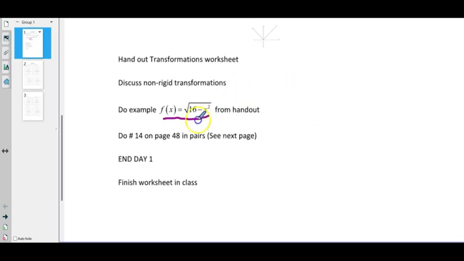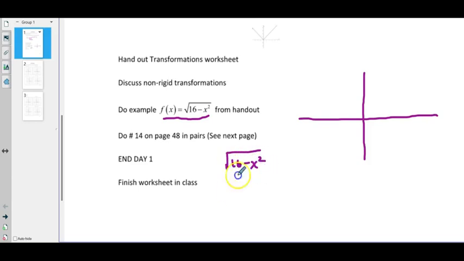Ideally, the big things we want to pay attention to with f of x here, if we're graphing this function, we need to know, one, do we have any domain restrictions? And the answer is yes, because we're dealing with a square root, meaning we cannot have a negative underneath our square root. So if I looked at the square root of 16 minus x squared, remember, this value cannot be negative.